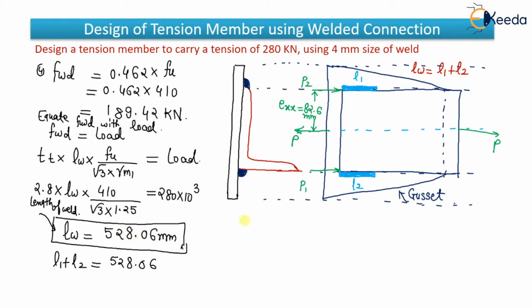So can I conclude like this? Pu will be equal to P1 plus P2. See, they are applied in this direction like this, and your Pu is applied in this direction. So for equilibrium, obviously P1 plus P2 will be equal to Pu. Okay, so Pu is how much? It is 280. If you want to take it in Newton, just multiply it with 10 raised to 3, and P1 P2 will be as it is. Okay, so I'm just making an equation.